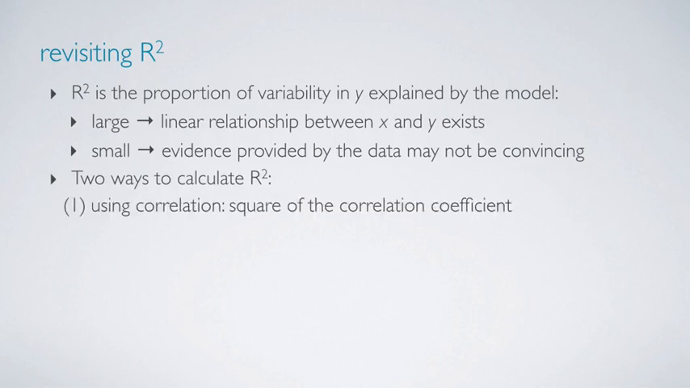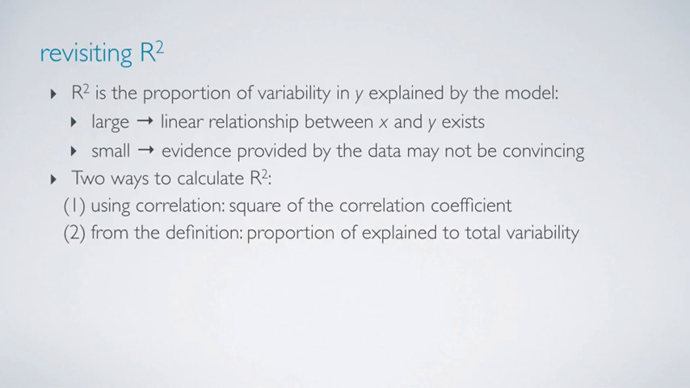We've already seen one of them. Using the correlation coefficient, we simply take the square of the correlation coefficient. But another one is actually from the definition of r-squared. We can directly calculate it as the proportion of explained to total variability. Now that we've seen the ANOVA table and we know the measures of total variability and explained variability, taking the ratio should be a simple task.